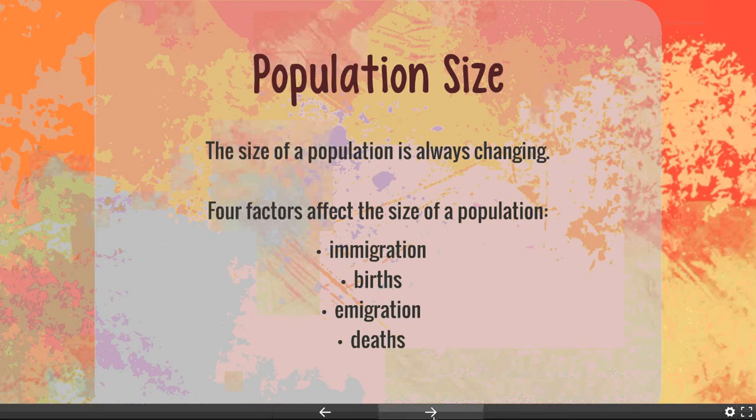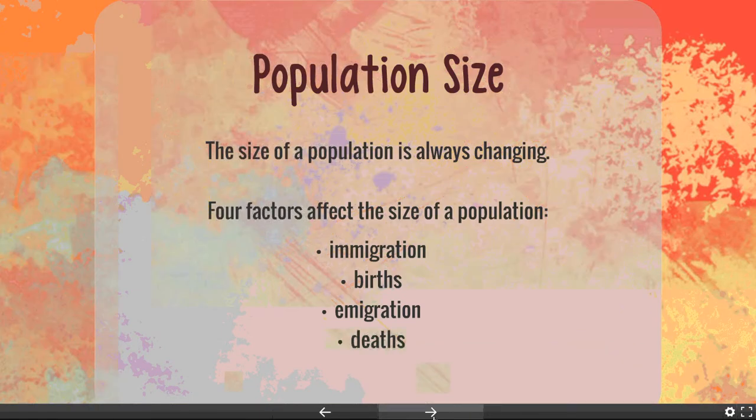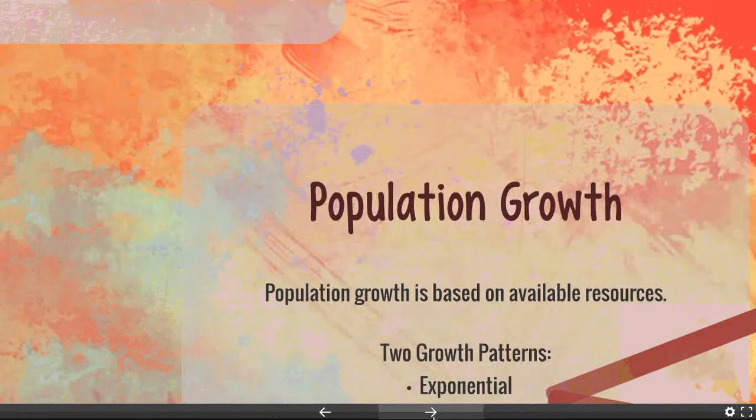So the population size is always changing based on four factors that are going to affect that. There's immigration, which is organisms moving into a population. Birth, so the number of organisms born. Emigration, which is organisms moving out of an area. And then there's death, so organisms passing.